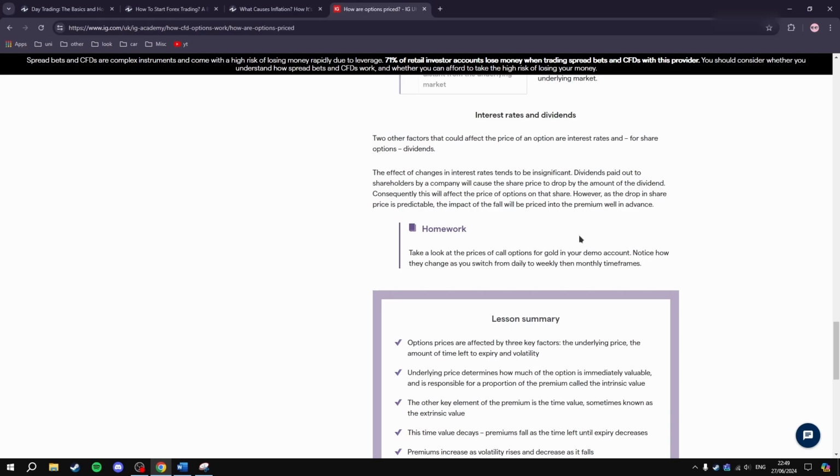Why would the share price drop if the company's paying dividends? Surely that would mean that more people would be attracted to investing in that company because they are handing out dividends, right? So that would attract people to invest in that company.